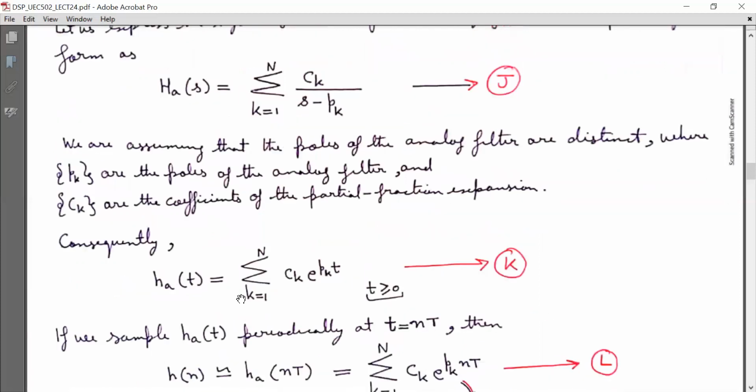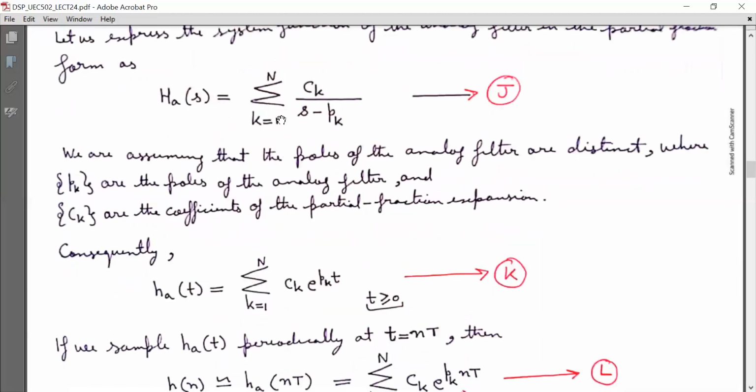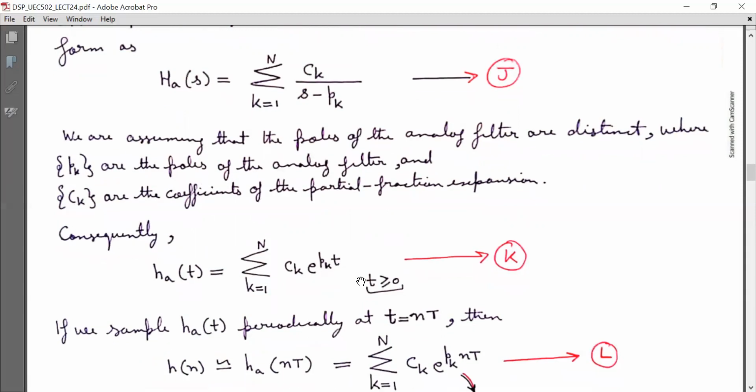So what I have done: this is the system function of the analog filter in the S domain, in the Laplace domain. Now I am taking its inverse Laplace transform, and then I will get h_a(t) in the continuous time domain. I am taking the inverse Laplace of equation J, and I am getting h_a(t) equal to the summation k running from 1 to N of Ck e raised to power Pk t, where t is greater than or equal to 0, and then mark it as equation K.